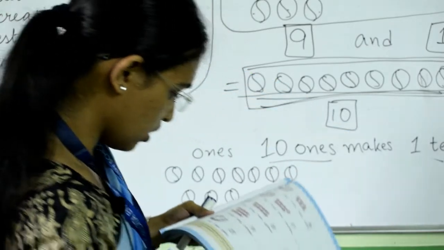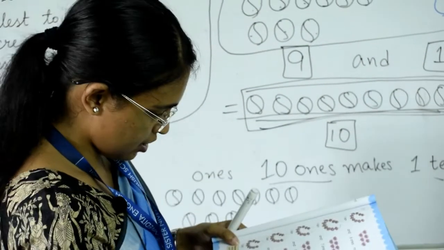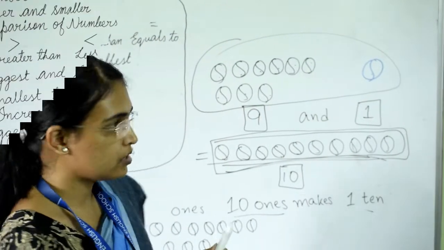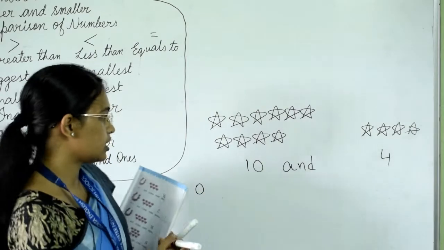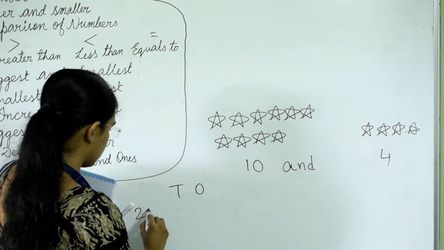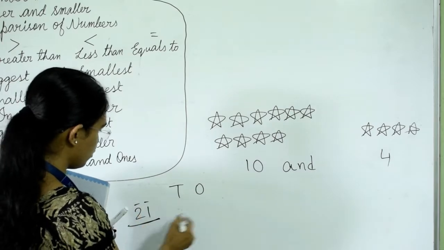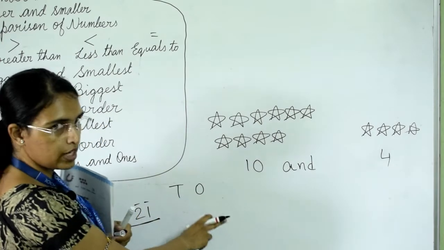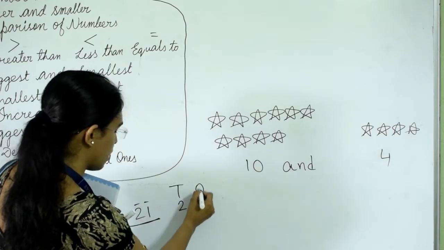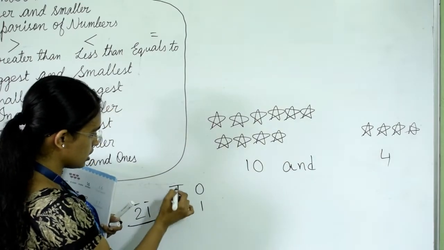Okay. So if there are 2-digit numbers followed by numbers from 0 to 9, suppose there is 21, how many digits? 1, 2. So if you place 21 in tens and ones place, what will be the answer? 1 in ones place and 2 in tens place, right? Here 2 is in tens place, that means 2 tens.